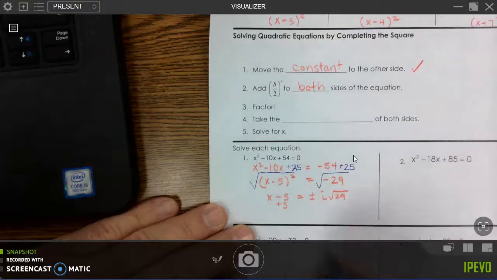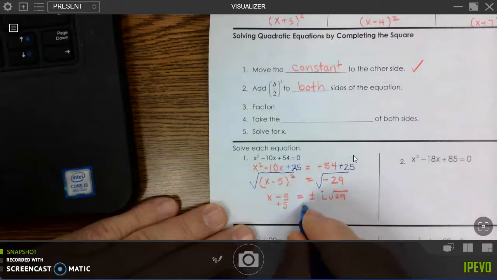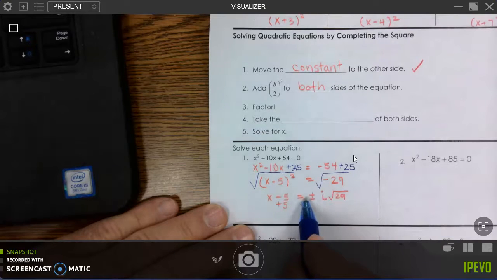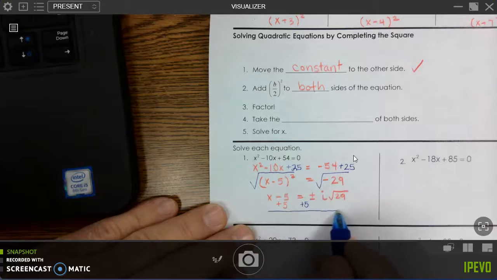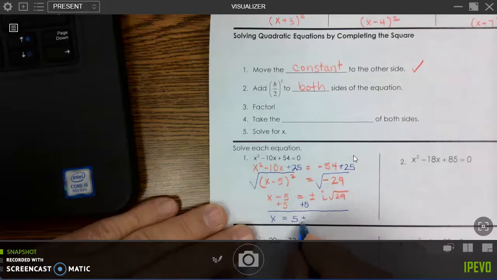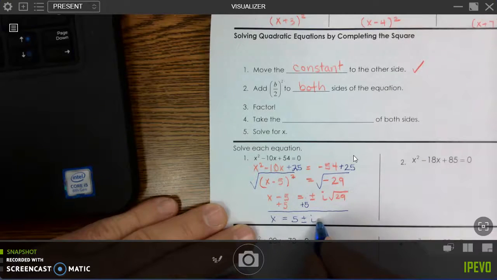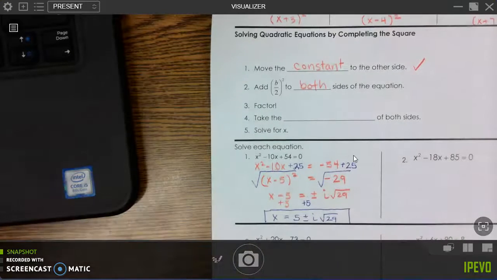Well, this is kind of tricky. I put it in front of the plus or minus, so I'm going to put the plus 5 right here in front of the i part. So, my final answer, two answers: x is equal to positive 5 plus or minus i times the square root of 29. Wow, what an ugly answer.